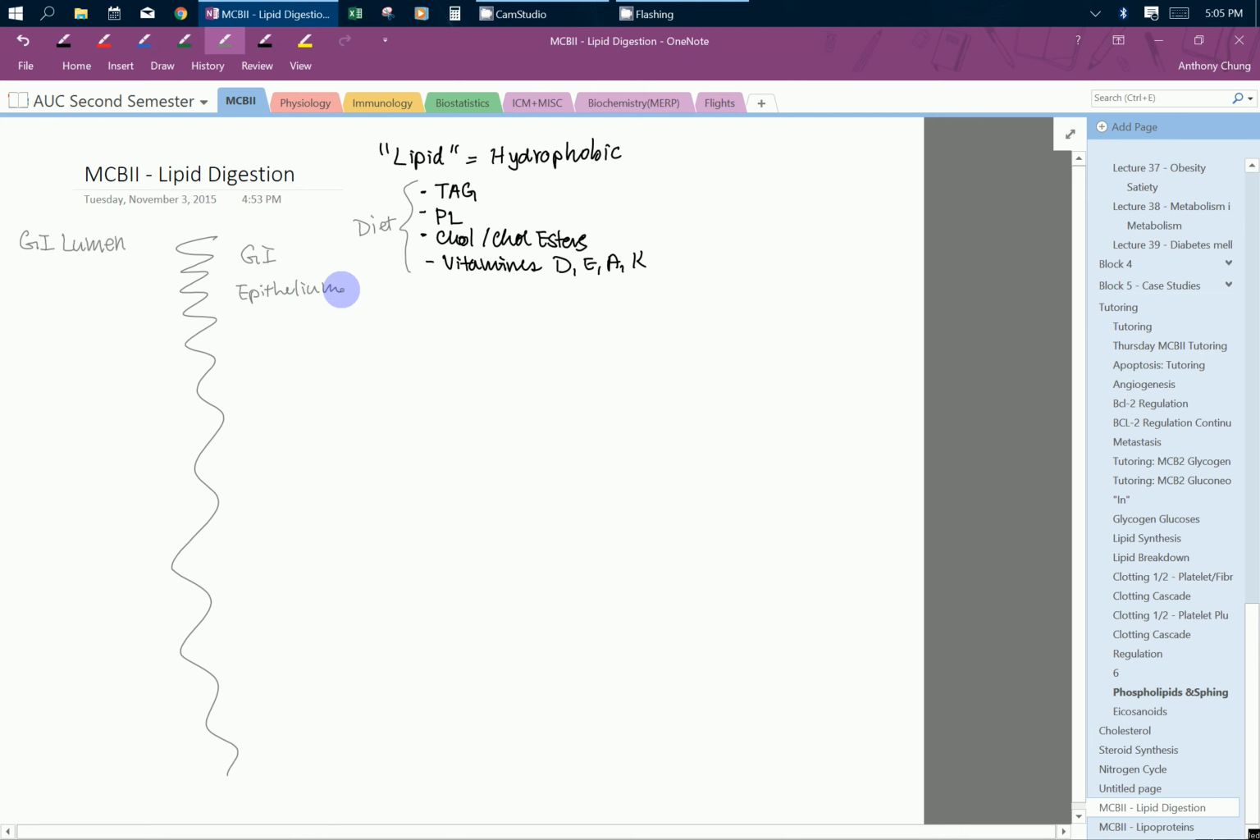And we're going to talk about what's going to occur for these components to get from here to here, and then on the other side it's going to go into the body, so it's going to be taken up out of the epithelial cells and either into the lacteals or into the blood. So these are the steps we're going to talk about with regards to lipid digestion.